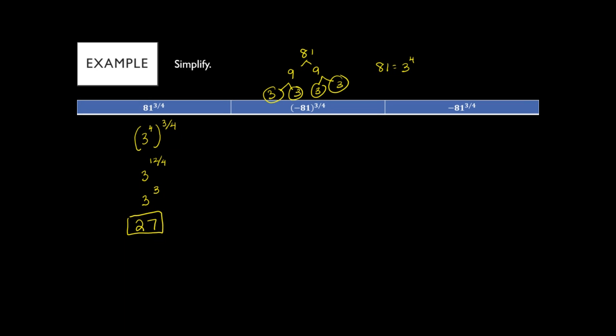Now the one in the middle, we have a negative 81 to the 3/4. So that would be negative 3 to the 4th, to the 3/4 power.